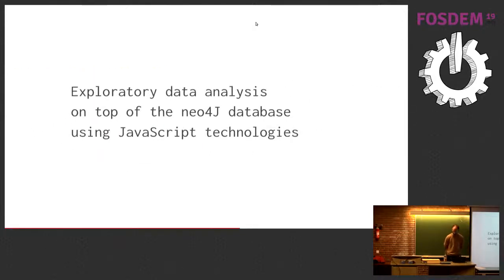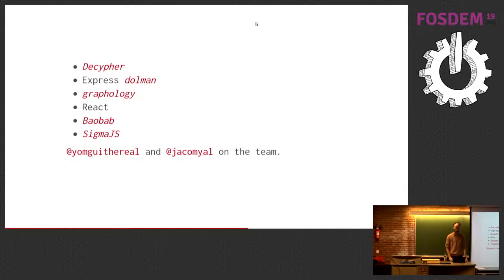Okay, last part of my talk, and I have 10 minutes to go, so that's good. We did all of this because we wanted exploratory data analysis, so let's talk about this. We are using JavaScript technologies. Decipher, which I will talk about just later, is a piece of software from Guillaume, which allows you to build Cypher queries in JavaScript. We use Express, a Node web application framework, but we're surrounded by Dolman, another library from Guillaume.